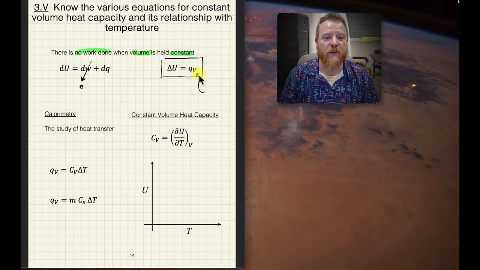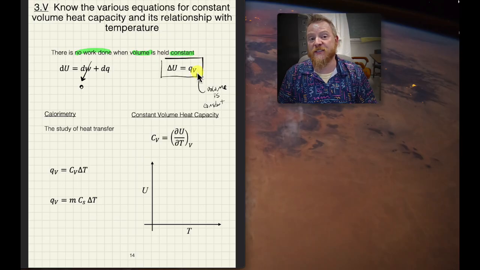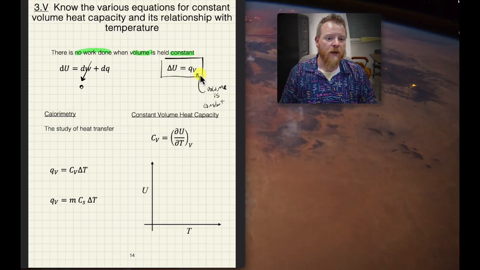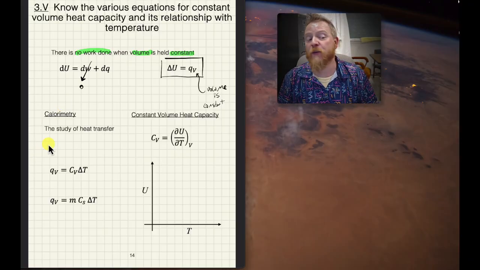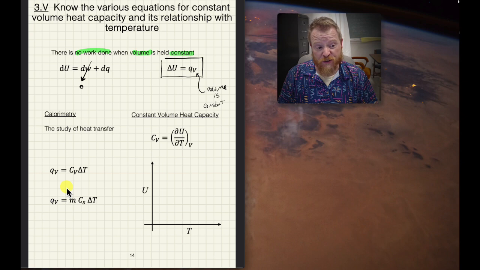The little v that we show right there denotes something is being held constant. In this case, volume is constant. So we want to get used to seeing that when we have that little subscript there. Okay, this gets us into calorimetry, the study of heat transfer, and hopefully these equations are somewhat familiar to you.